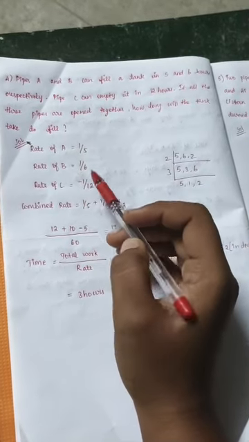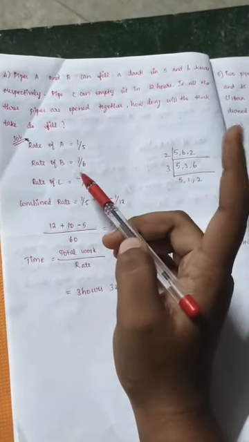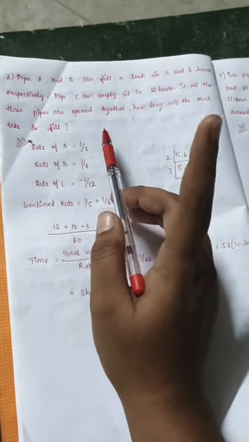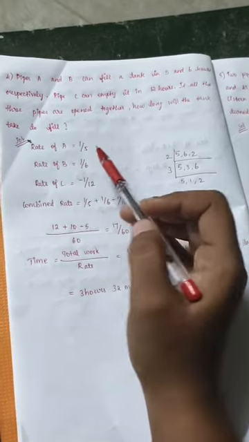So why are we taking 1 as a common numerator? Because all the pipes fill the same tank, which is the same work, so we are taking it as 1.